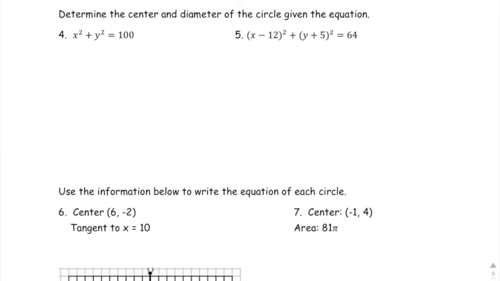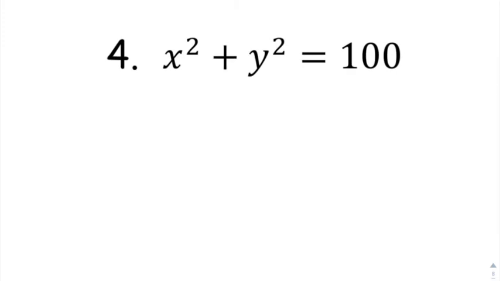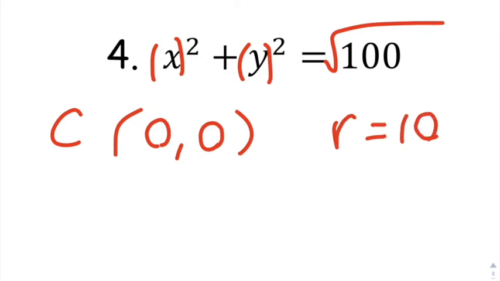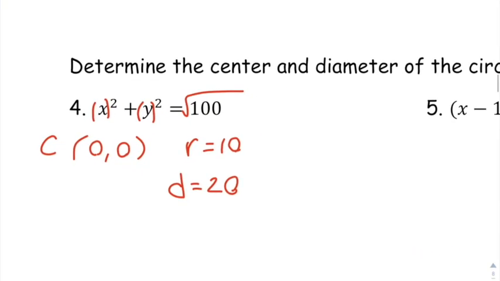Okay, determine the center and diameter of the circle's equations right here. So notice this one here, no parentheses. So you can put them there if you want, but there's nothing inside of the parentheses. Therefore, your center, it's not going left or right, up or down. It's just 0, 0. Here to find your radius is the square root of that number. It's not 100, it's the square root of that. So it should be 10. And actually, I think they asked for the diameter. So the diameter would be 20 in this case as well.